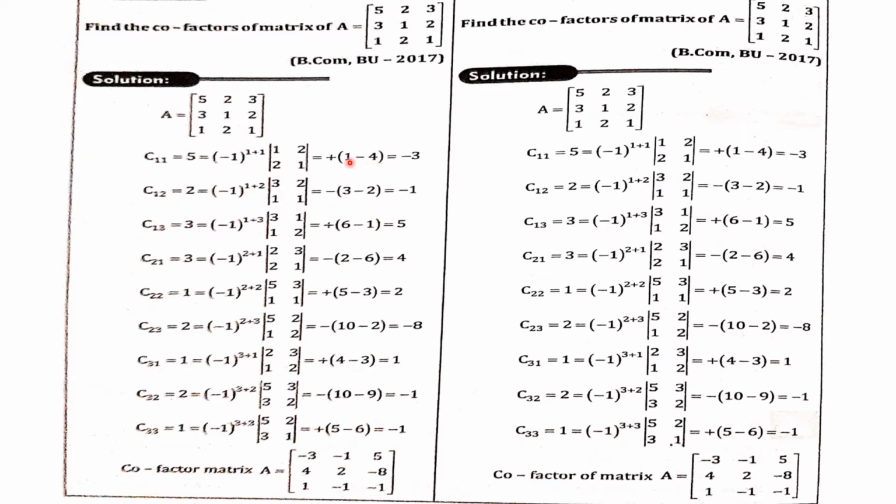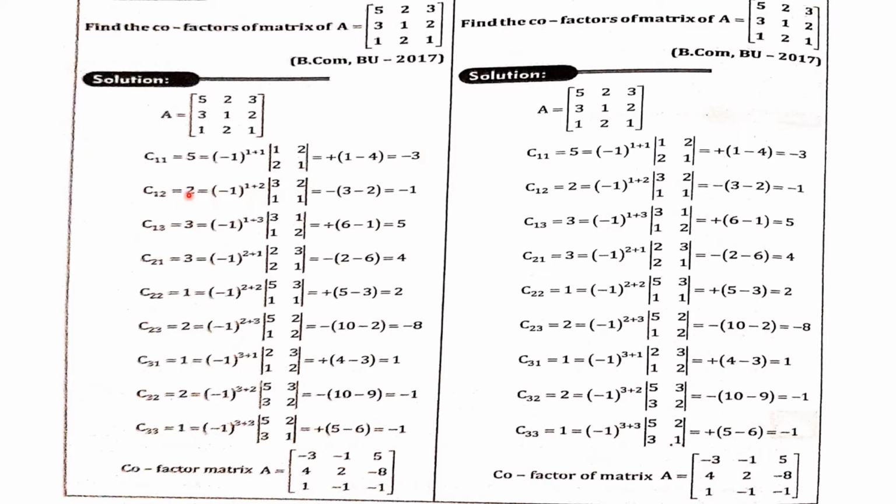So how did plus come here? This is very important. -1 to the power square, that is -1 into -1, will become +1. That is why the plus symbol will come here. So plus into -3 will become -3. This is how you will identify. And we shall look at the second one.